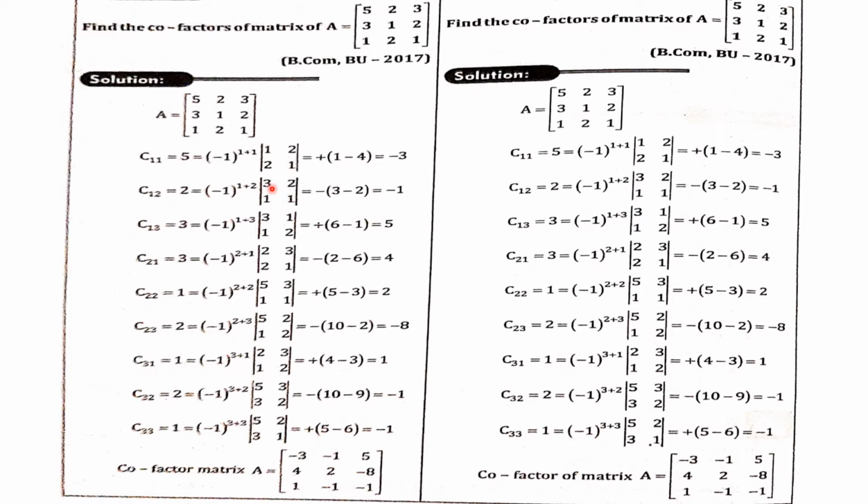So 3 into 1 will become 3, minus 2 into 1 will become 2. So 3 minus 2 is 1. 1 into -1 will become -1. This is the same rule for every number. For each and every number you have to find it out in this way. After finding in this way, you will find the cofactor of A. That is -3, -1, 5, according to the order you have taken. According to the order you will write: 4, 2 and -8, 1, -1 and -1. So this is the cofactor of matrix A.